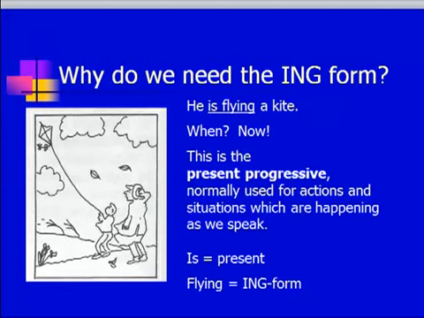And this is what we call the present progressive. It is the present tense form of to be, and then we've got flying, which is an ing form, and together they can be used to express that something is in progress at the present. So we normally use the present progressive for actions and situations which are happening as we speak.